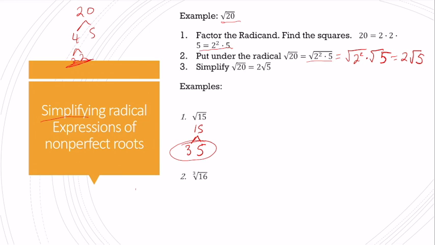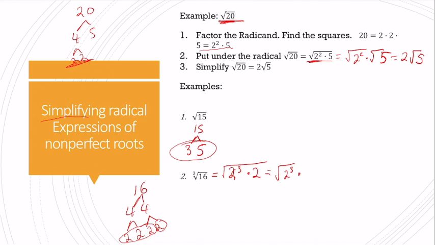Next, I have the cube root of 16. 16 is 4 times 4, which is 2 times 2 times 2 times 2. Is there a cube in here? Well, there is. I have 2 cubed times 2. Because I was looking at the cube root, I want to collect cubes. When I was looking for the square root, I collected squares. So I have the cube root of 2 cubed times 2. I can pull this apart into the cube root of 2 cubed times the cube root of 2. That leaves me with 2 times the cube root of 2.